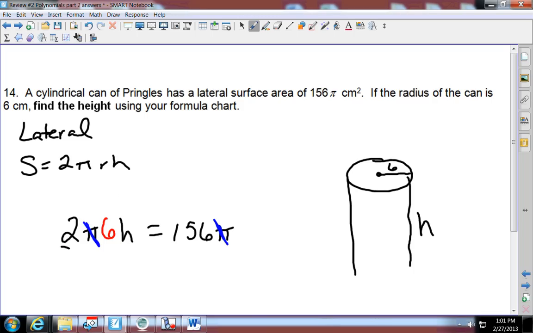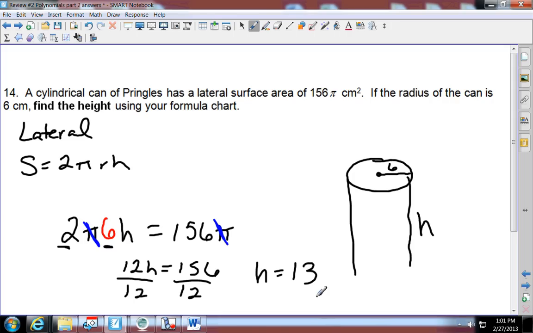So now all I have is, what's 2 times 6? 12H equals 156. I need to divide by 12. What is my height? 156 divided by 12. It is 13.